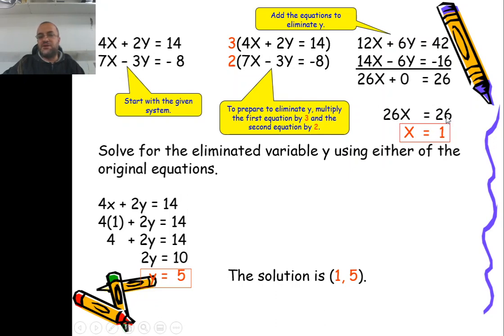12x plus 14x equal 26x, plus 6y and minus 6y equals 0, and 42 plus minus 16 equal 26. Then 26x equal 26 and x equal 1. So we eliminated what? Y. We eliminated y and we get the value of x, which is equal to 1, and then we substitute it in any of the equations and we get y equal 5. The solution is 1, 5.